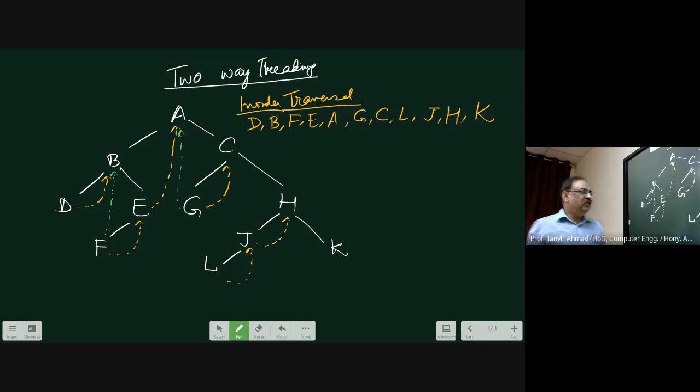Now for H you can't do it because both are filled. For J, left you can't do it because it's already filled. Now what remains is K. What is the predecessor for K? It is H. Now for L, what is the predecessor for L? It is C. Therefore, what you will do is put it back.